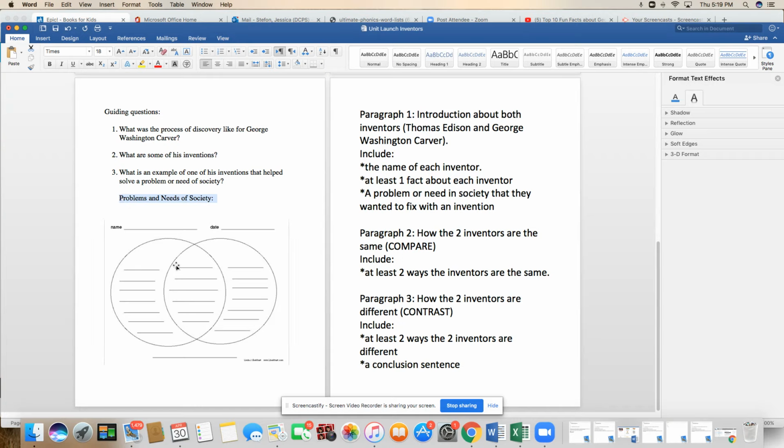I also wanted to include a Venn diagram for you. This is a really, really good tool you could use when you're comparing and contrasting two people, two ideas, or anything. In one circle would be Thomas Edison. In your other circle would be George Washington Carver. In the middle, you would put your facts and details about ways both inventors were the same. That's the compare section. Then, on the outside of each circle, you would talk about contrast, the way that each inventor is different, and you would put facts and ideas that are specific to each inventor.